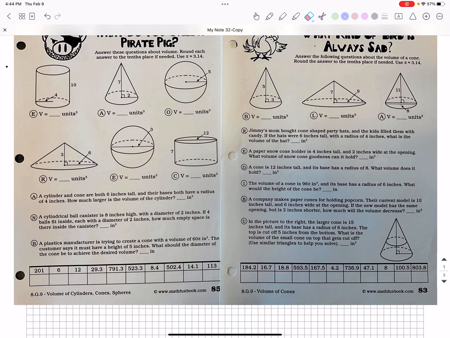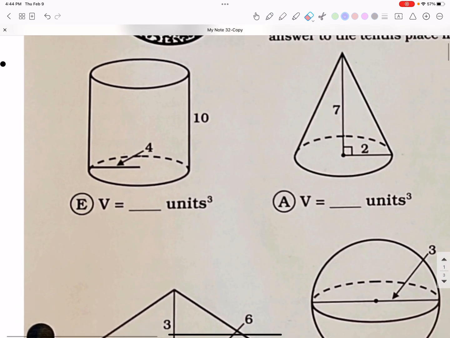All right, guys, let's see. Here's a cylinder. So our volume is a circle, pi r squared, and we give it some height. Okay, so I'm getting my calculator out right now.